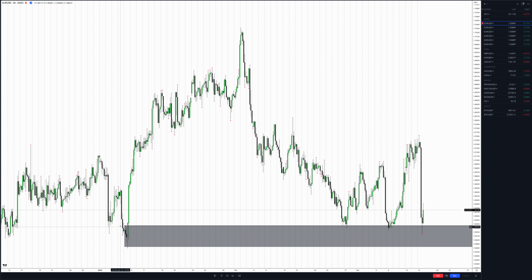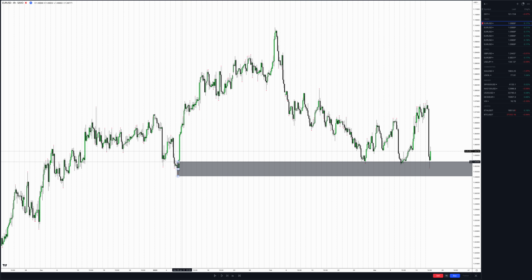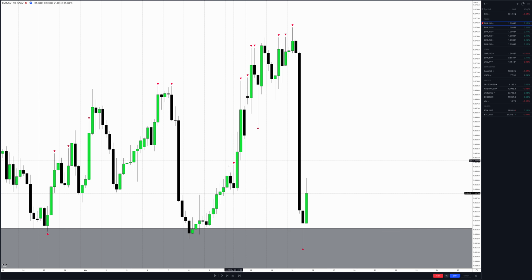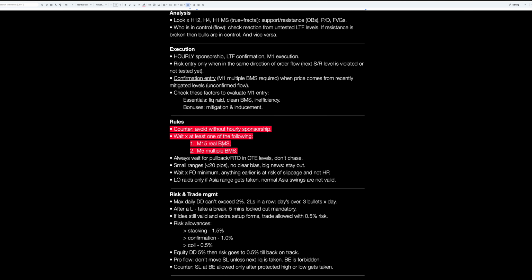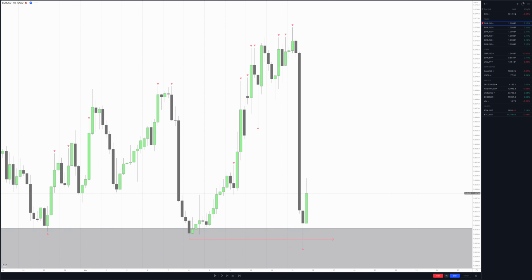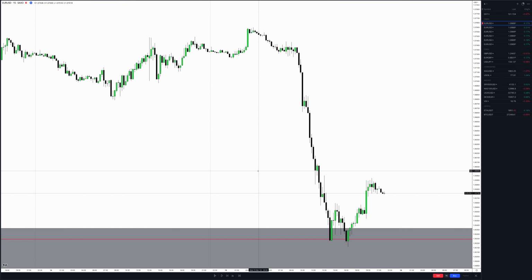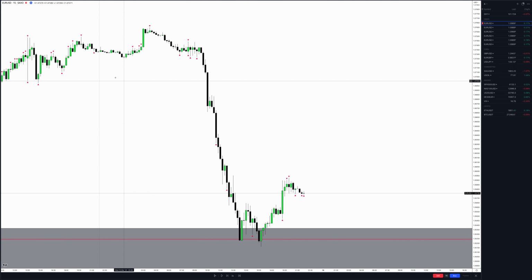So what do I see here? An H12 bullish order block. Maybe you can refine to H4, but let's say H12 or daily bullish order block. So this is what I mean by hourly sponsorship, okay? Then what else do I see here? An H4 raid of a significant swing low, which is another hourly sponsorship that validates my idea. And then, as I said in the trading plan, I need an M15 real BMS or M5 multiple BMS. So now that we got the hourly sponsorship, I zoom in and let's look at what happened. So this is it. This is exactly what I need for me to get involved.